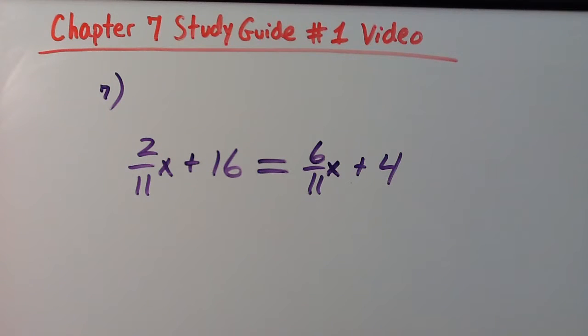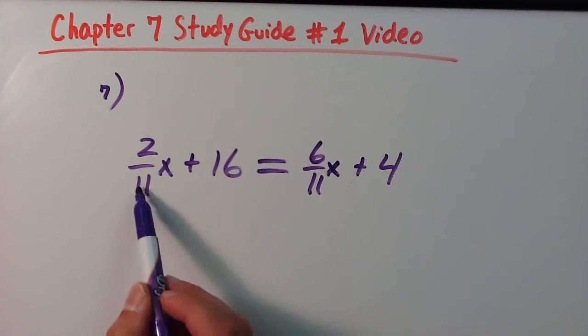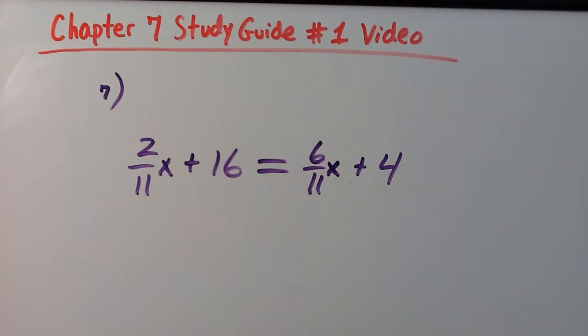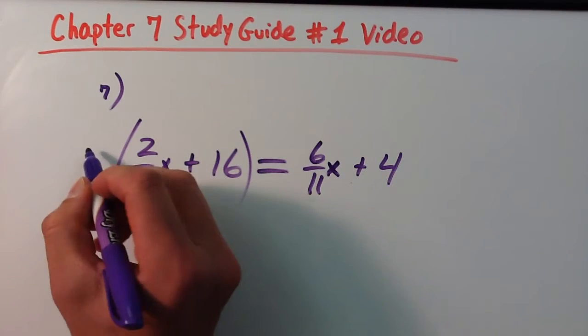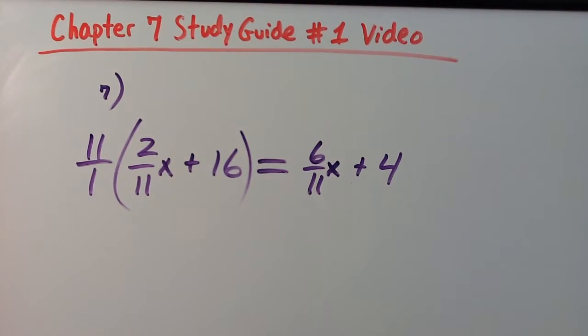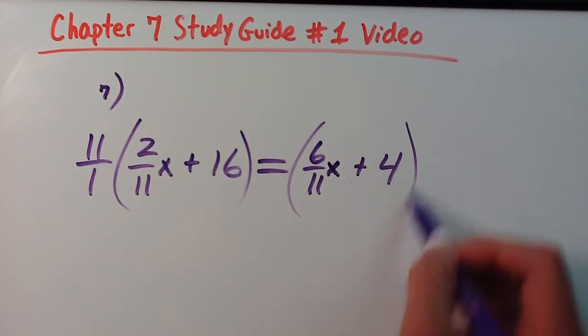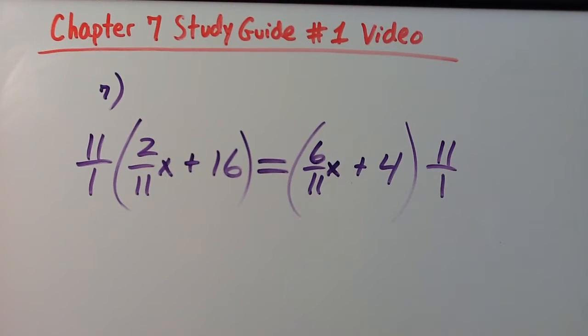Once I have my equation set up, I see that I have fractions in that equation. I want to get rid of the fractions, and to do that, I need to multiply both sides of the equation by the LCD, the least common denominator. I see that I have denominators of 11. So multiplying both sides by 11 would eliminate those fractions. Put the left side in parentheses and multiply by 11, or 11 over 1, and multiply the right side by the same thing, by 11 over 1.